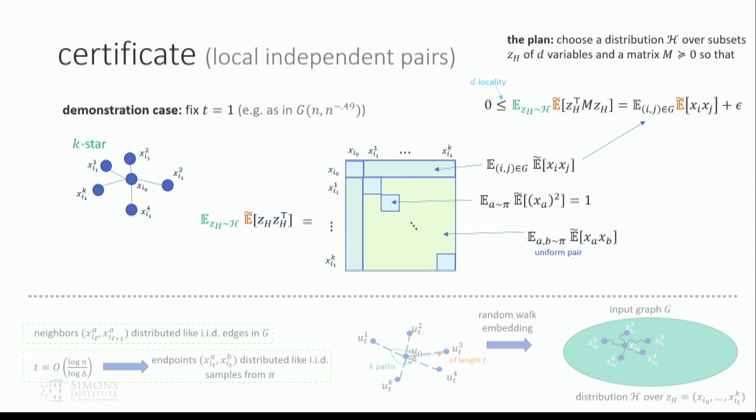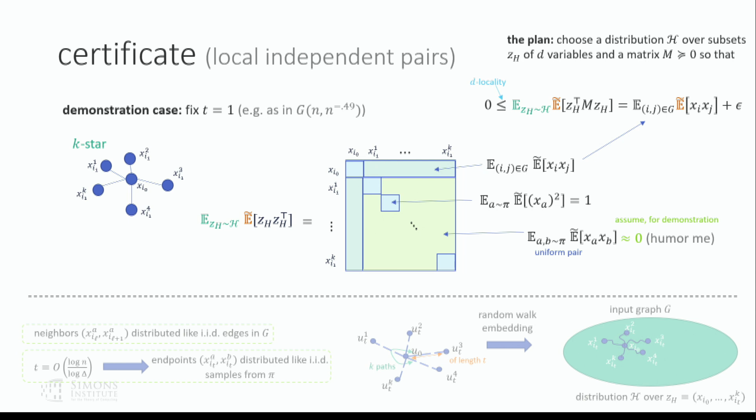Okay, and then here for the off-diagonals, which correspond to pairs of the spokes of the star, these are like uniform pairs. This is the pseudo-correlation of a uniform pair in the graph, approximately, up to small total variation distance. And humor me for a second and assume that this quantity is 0.